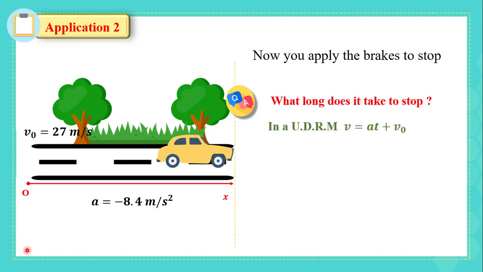The motion is a uniform decelerated rectilinear motion. The time equation you should use is v equal at plus v0. Substitute the values in it, you will obtain that t equal 27 divided by 8.4, which gives you 3.1 seconds.